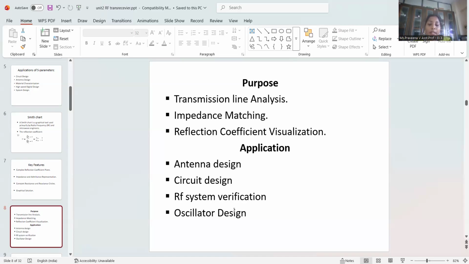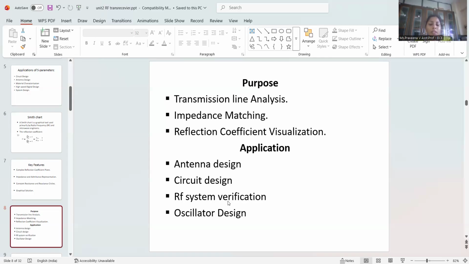Then it's used for reflection coefficient visualization. Generally, the Smith chart represents the reflection coefficient, that is gamma. It makes it easy to determine how much signal is reflected due to the impedance mismatch. Okay. Then a real-time example is that in a mobile phone antenna, engineers use the Smith chart to check the antenna matching.